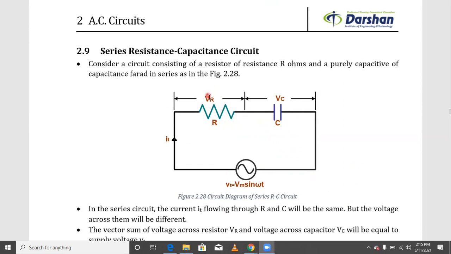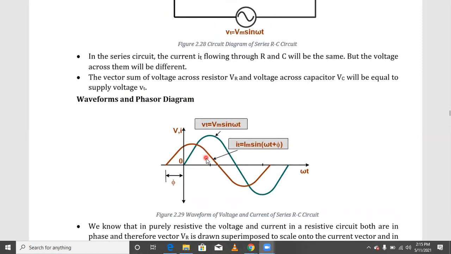This is a combination of resistor and capacitor. If it is only a capacitor, the current flowing through the capacitor leads the voltage by 90 degrees. But with the combination of these two, the current flowing through the capacitor leads by some angle, phi. The current has already started before zero, that's why i(t) is Im sin(omega t plus phi). The current leads, and because of the capacitance the voltage lags.